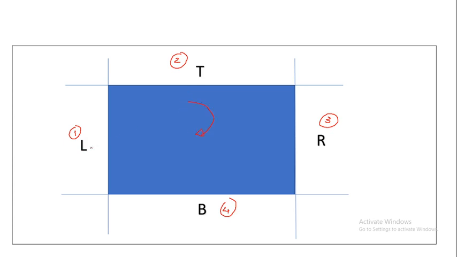If I'm following clockwise sequence, we can start from anywhere. If I start from top, then first will be top, then right, then bottom, and then left. So start from anywhere and then read the adjacent boundaries of the window in clockwise or anti-clockwise sequence. In this way we can read the boundaries.